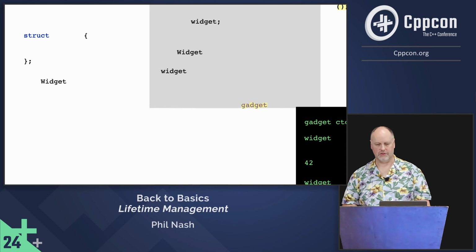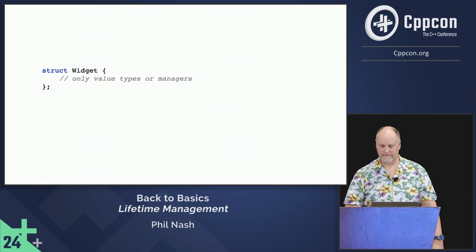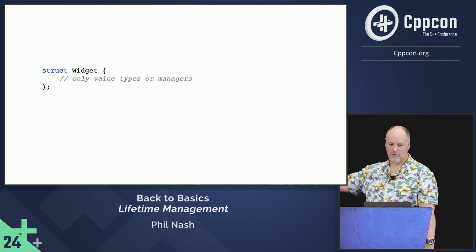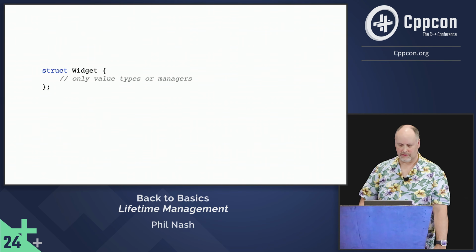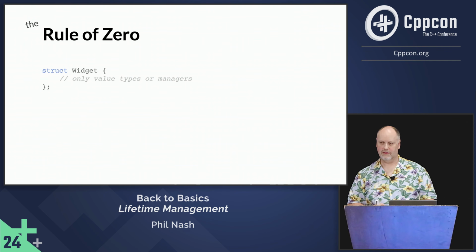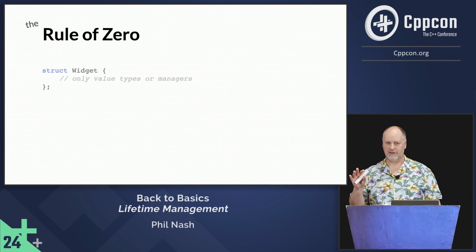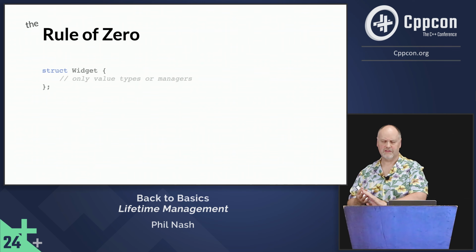And in fact, this leads to the third rule we want to talk about. We really want to strive to only have value types or managers, and I'm going to define managers in a moment. But this will give us the rule of zero. And really the rule of zero is what you should be trying to follow as close to 100% of the time as possible.